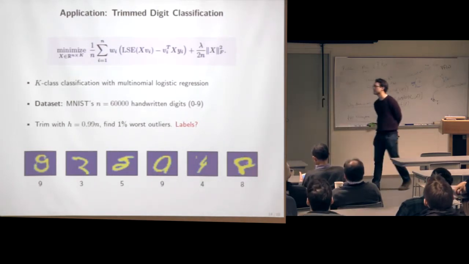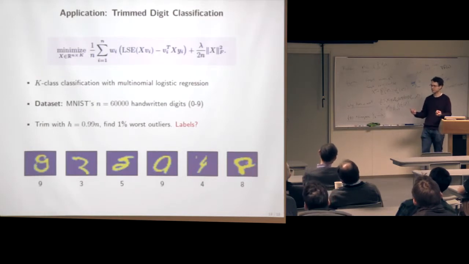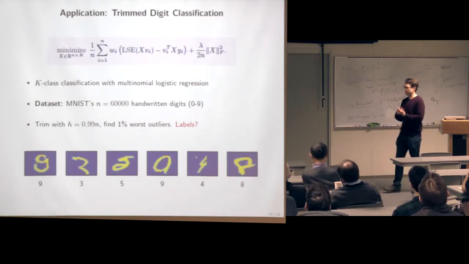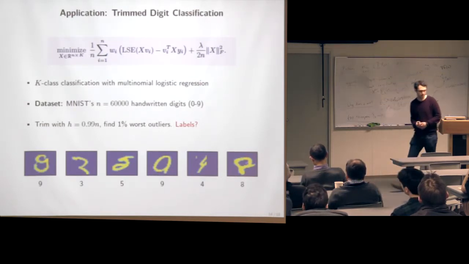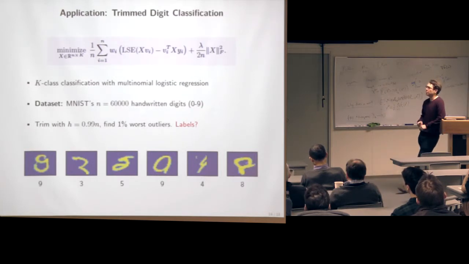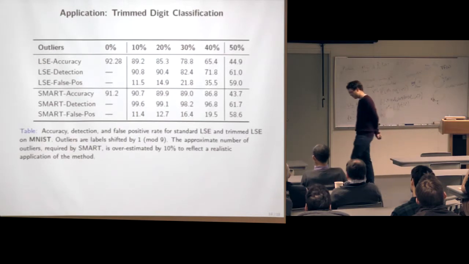But you can see that just by fitting a trimmed estimator and then looking at all the worst points, you get to analyze the points that fit the model the least well. So this gives you something to look at and analyze in the end. Okay, so this is a boring table, which is kind of interesting.